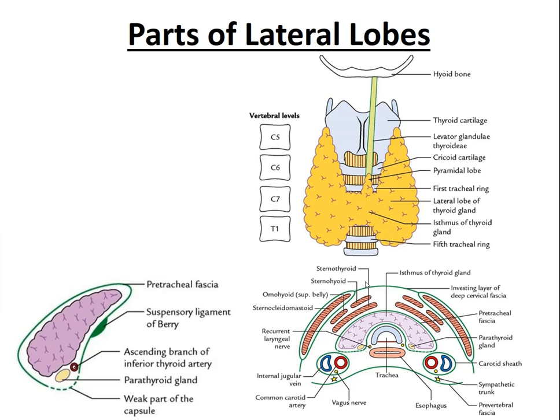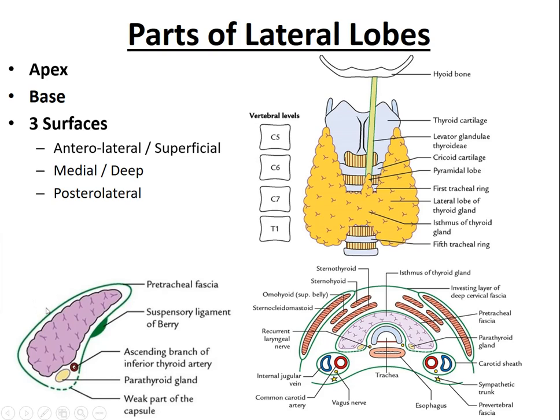Now, parts of the lateral lobe. It has an apex, a base, and three surfaces: anterolateral or superficial surface, medial or deep surface, and posterolateral surface. It has two borders, anterior border and posterior border. So this is our posterior border.